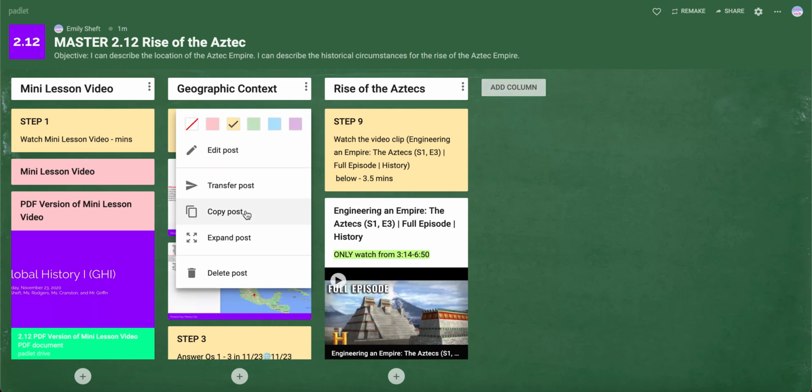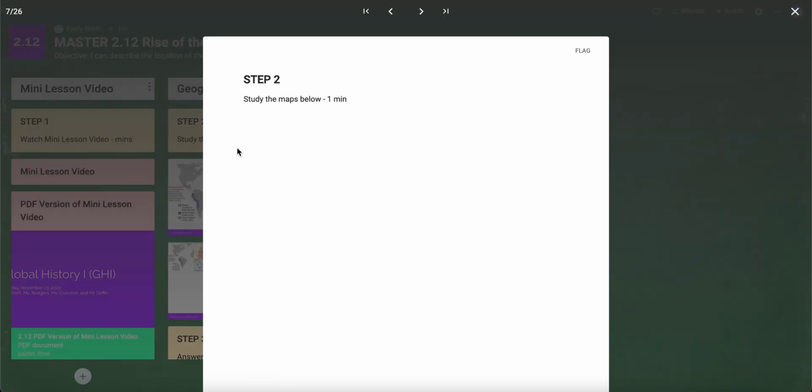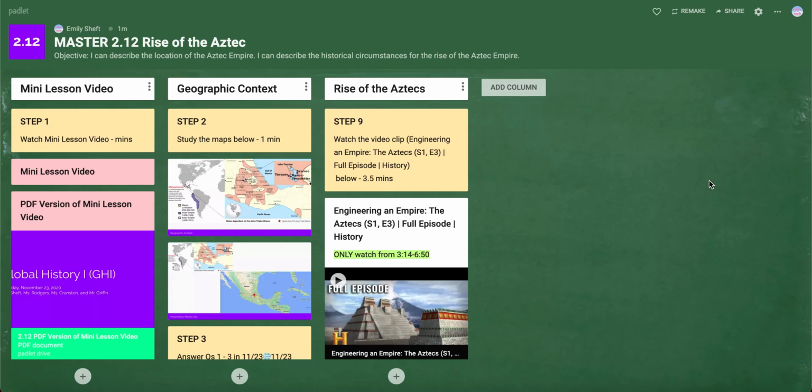You all should now navigate to your Jupyter inbox, head to the Padlet, and we are on step 2, where we're going to look at these two maps, which I also was just going over in the mini lesson video.